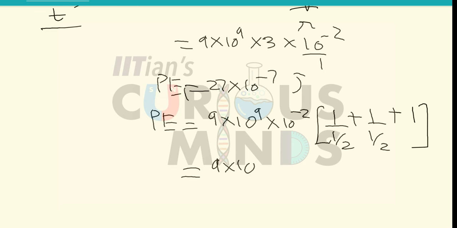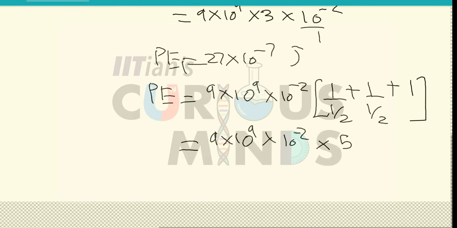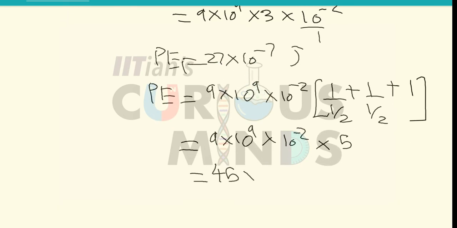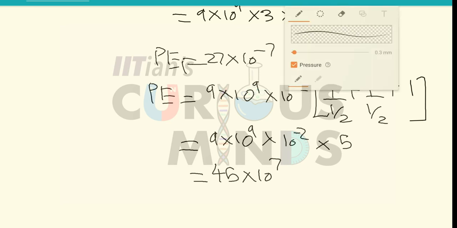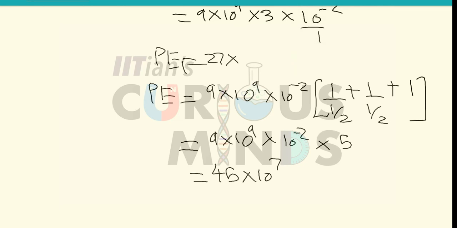It will be equal to 9 into 10 to 9 into 10 to minus 2. The 2 and 2 will go in the numerator, so it will be 2 plus 2, which is 4, 4 plus 1, which is 5. So 9 into 5 will be equal to 45 into 10 raised to 7. It will not be minus 7, it will basically be 7. So the first configuration is 27 into 10 raised to 7 and the second is 45 into 10 raised to 7, both in joules.